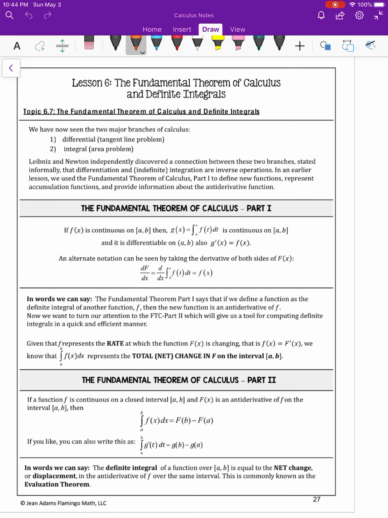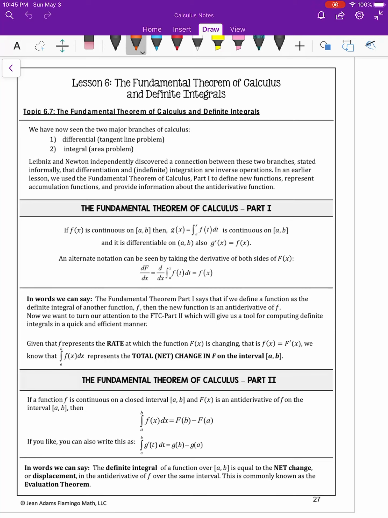Unit 6, Lesson 6, the Fundamental Theorem of Calculus and Definite Integrals. We have now seen the two major branches of calculus. Number 1, differential. Number 2, integral. Leibniz and Newton independently discovered a connection between these two branches, stated informally that differentiation and indefinite integration are inverse operations. In an earlier lesson, we used the Fundamental Theorem of Calculus Part 1 to define new functions, represent accumulation functions, and provide information about the antiderivative function.